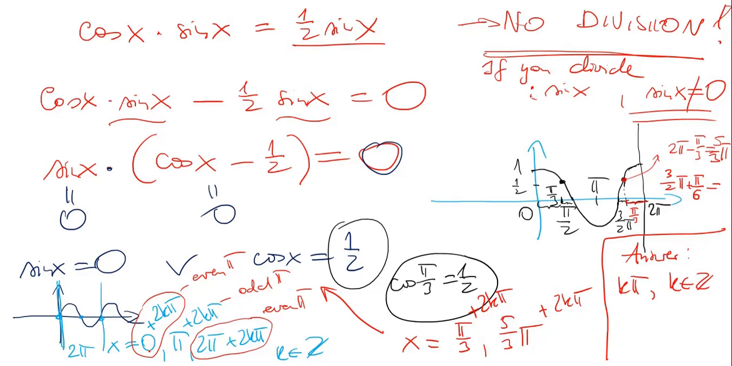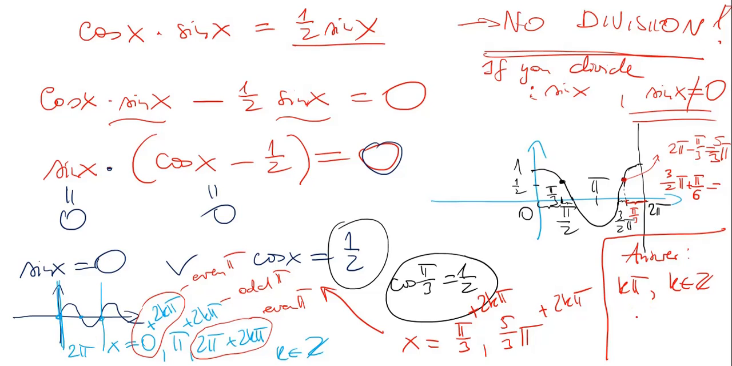So we can write k times pi, where k is an integer, and then we just have to add those 2 points from cosine x equals 1/2. So we have 5/3 pi and 5/3 pi, right? Okay, so let me write it.